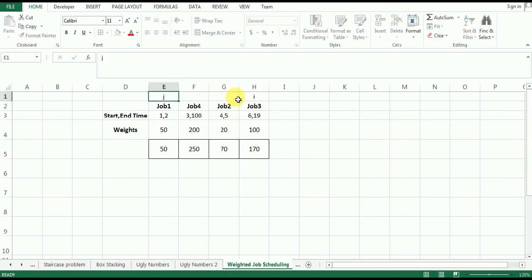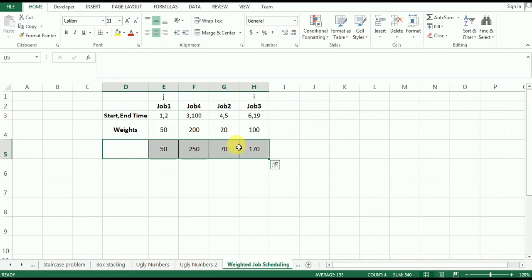Now, the last step is that I will traverse this array to find the maximum value. As far as I can see, the maximum value is 250, and this is our answer. This is the maximum combined weight. I got this weight by combining the weights of job 1 and job 4. I already got 170 by combining the weights of job 1, job 2 and job 3, but this combined weight is not greater than 250. Hence our candidates are job 1 and job 4.